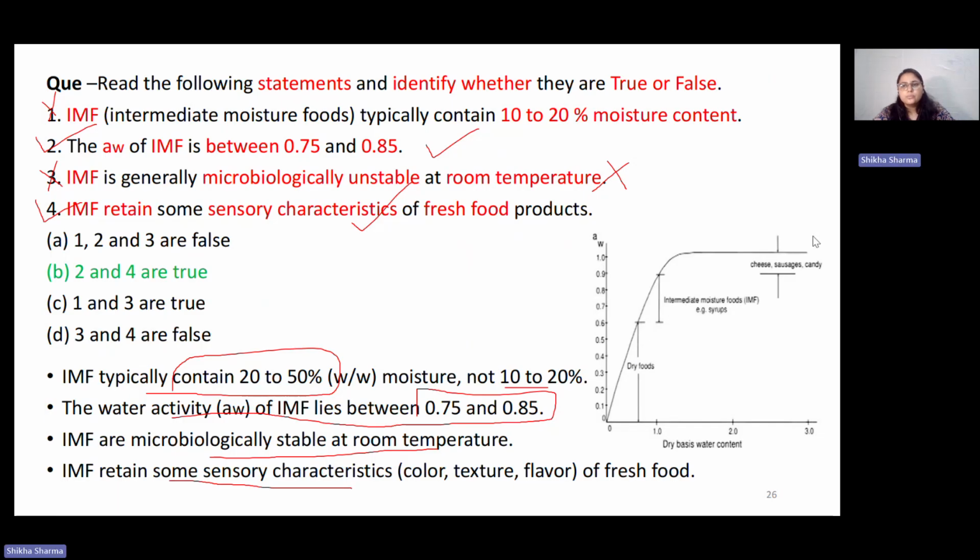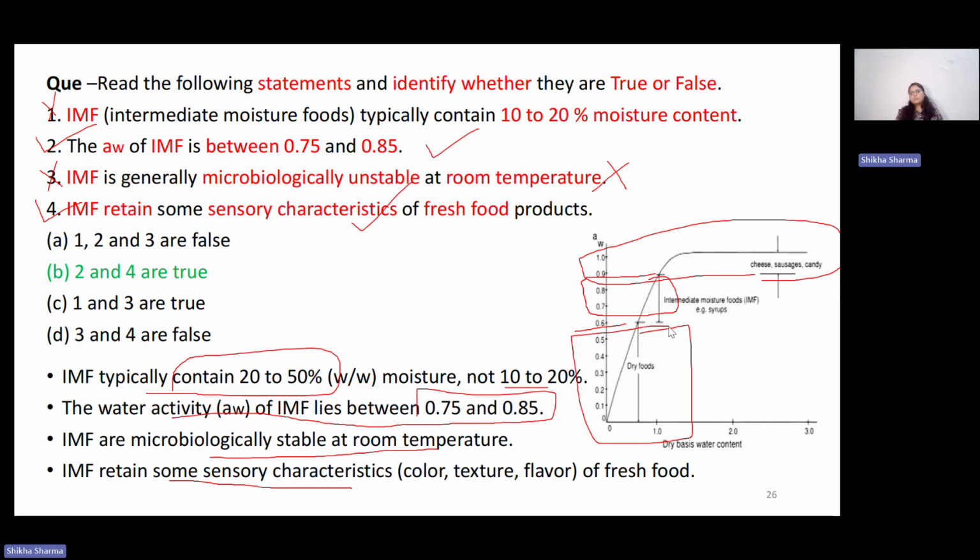If we have a water activity level greater than 0.9, the products are considered high moisture food products like cheese, sausages, and candies. And products with water activity from 0.75 to 0.85 are the intermediate moisture foods, like syrups. And below about 0.6 water activity, the food products are known as mostly dry food products. So they are in the dry state.